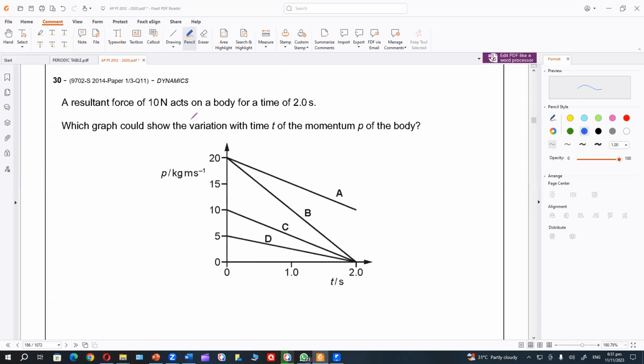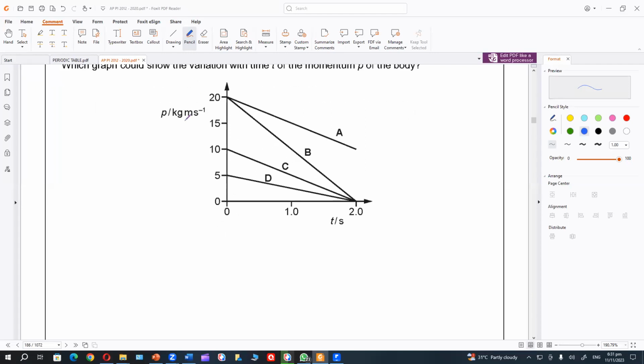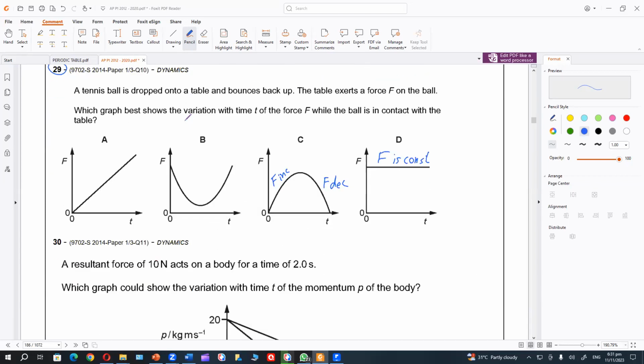A resultant force of 10 Newton acts on a body for a time of 2 seconds. Acha, this one, C. The people who are answering. No, actually, when you draw an acceleration time graph, remember that it is the resultant force. Make it clear. Always people have a confusion between resultant force and one force. Suppose you hit something by a force of 20 Newton. It is not necessary that it is the resultant force.